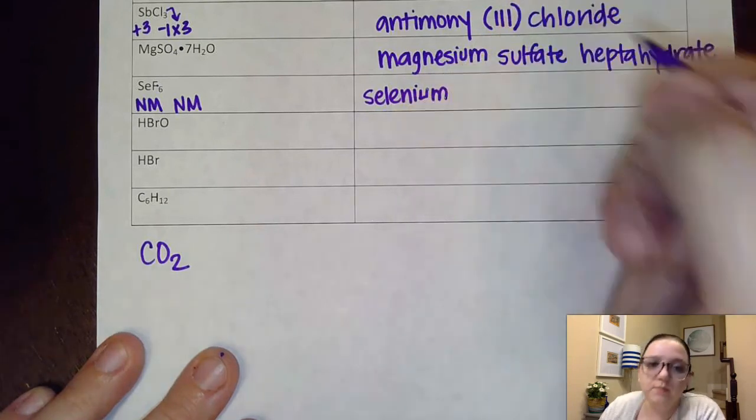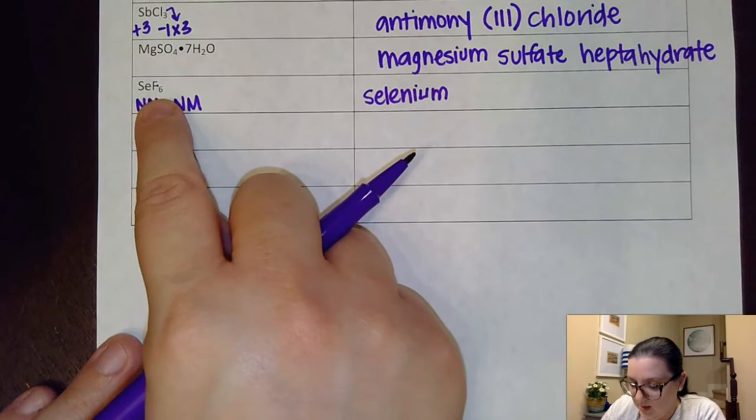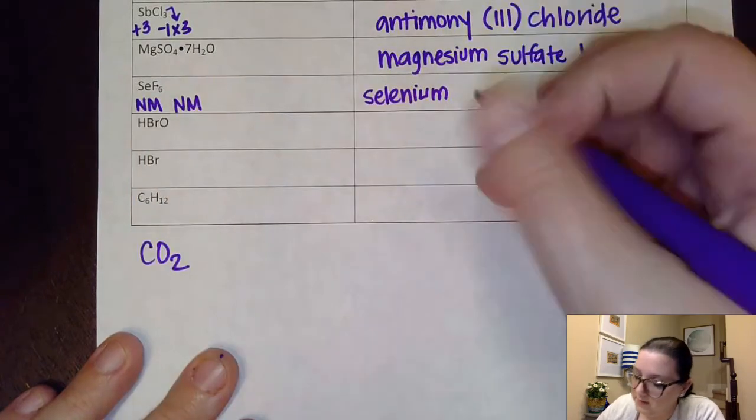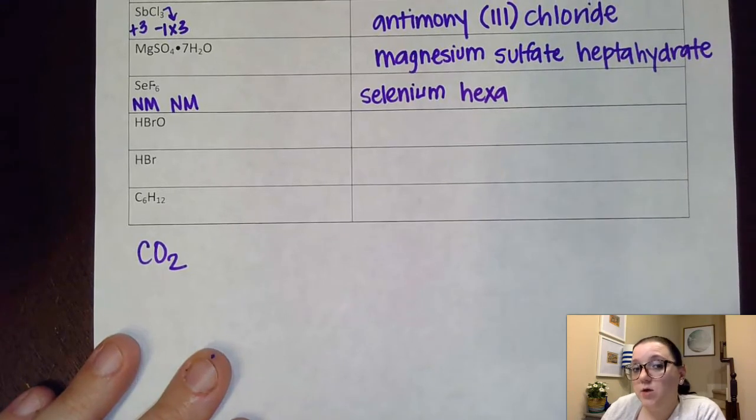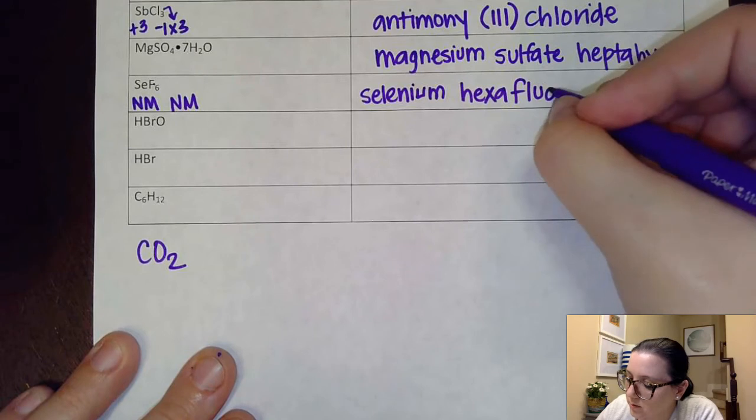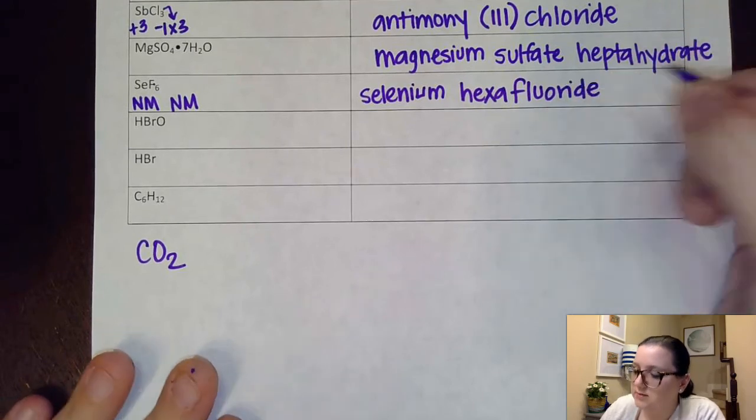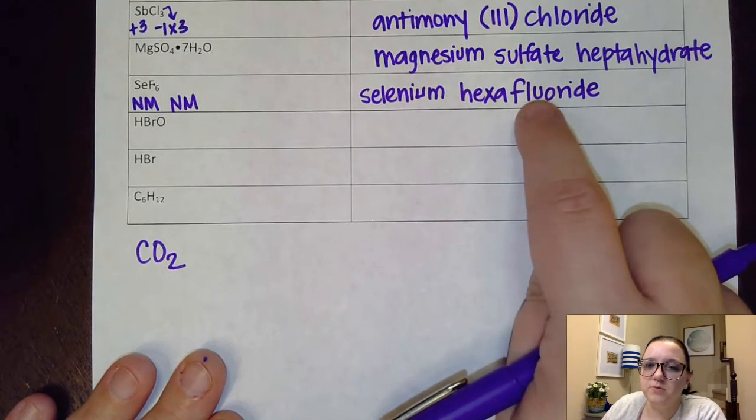So the first element, I just name it without changing the ending. But the second element, I put my prefix, so hexa, and then I name it with the "ide" ending. Remember, fluorine has the flu, so hexafluoride. I always joke, fluorine has the flu because I see people switch the O and the U all the time.